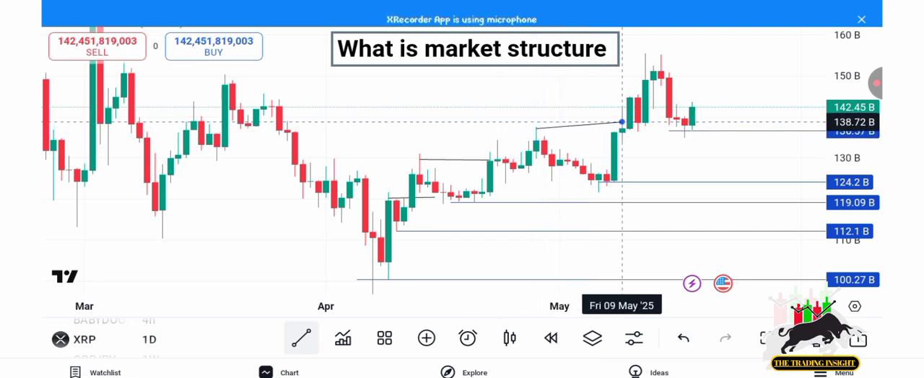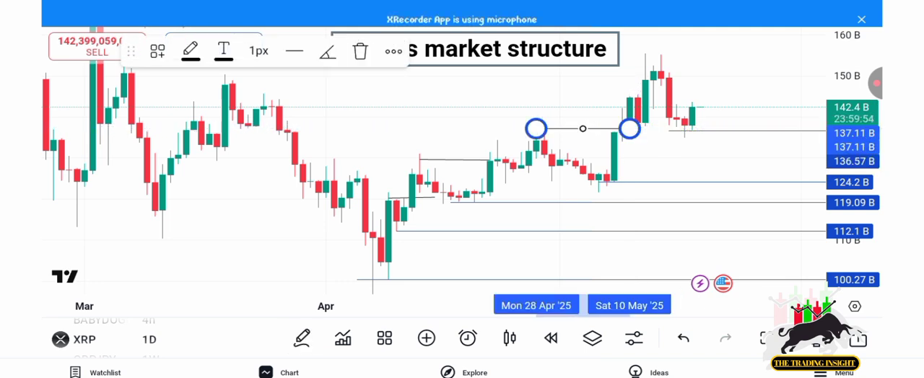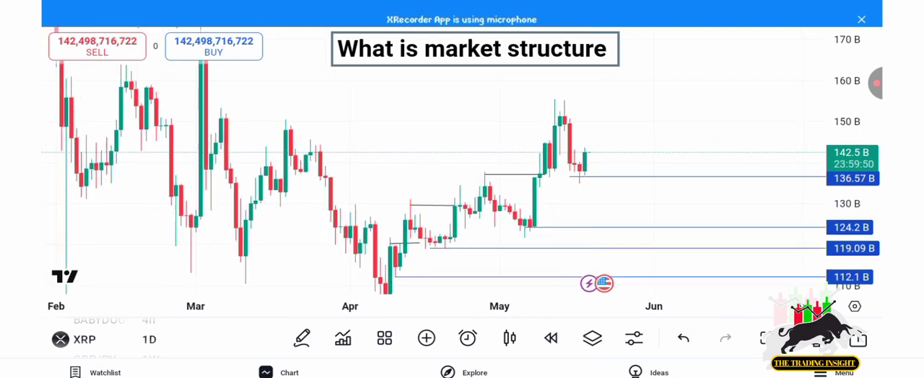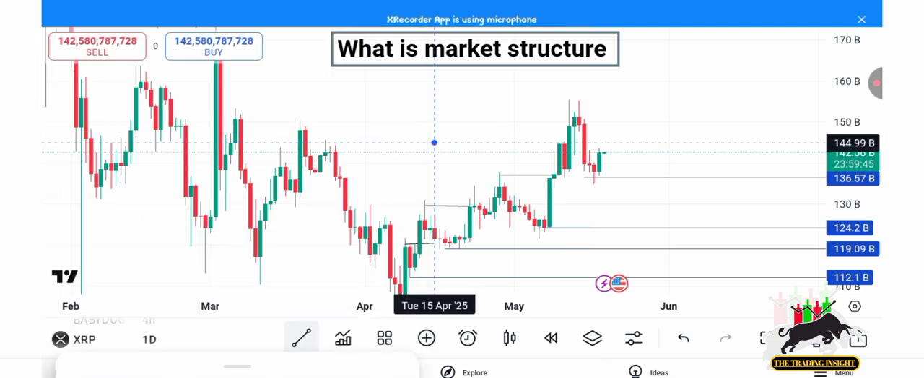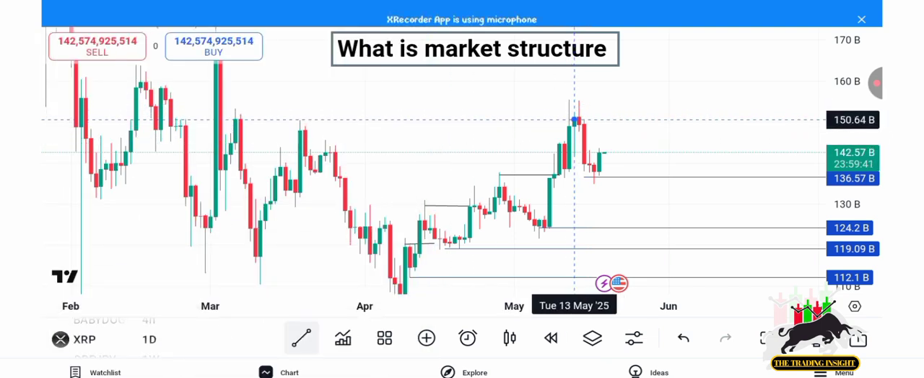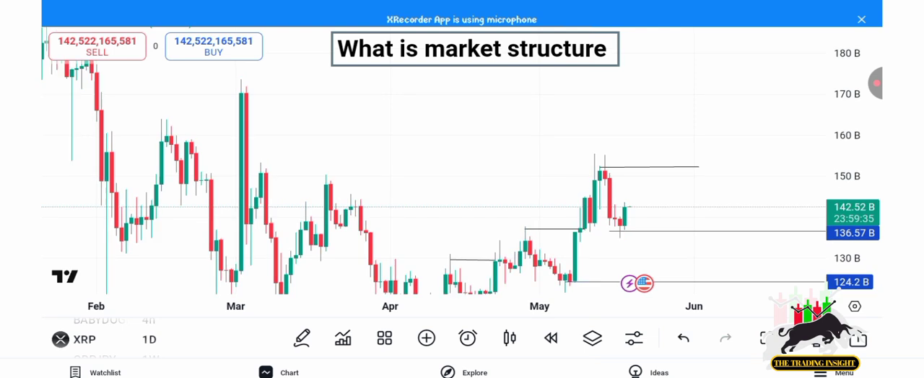Retested and kept on moving. So that shows us that this market is on an uptrend, and we are still expecting it to break further structures, which is like this one here. We are still expecting it to break this structure and keep going. And then it doesn't end here.